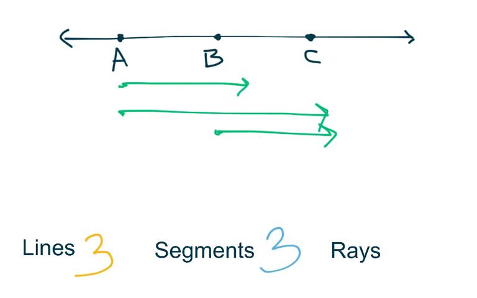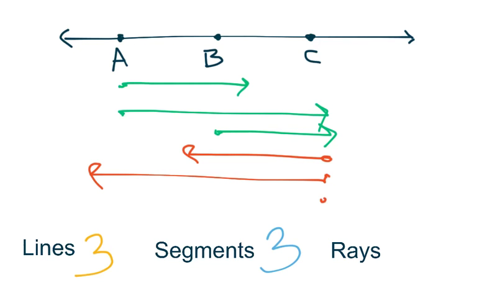But what if we started at C? We could start at C and go back through B. We could start at C and go back through A. Or we could start at C and pass back. Whoops, I apologize for that. We could start at B and go back through A. So these are 6 different rays that we would see in one diagram.